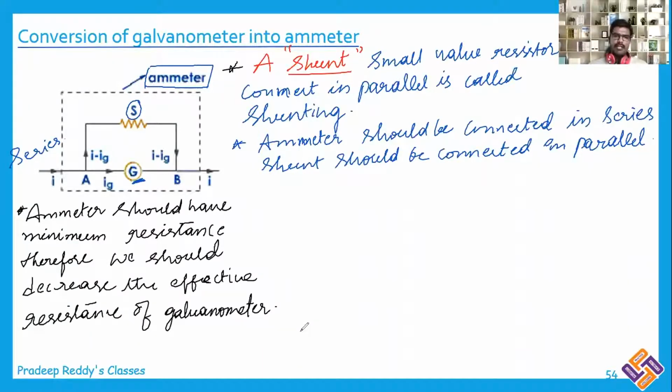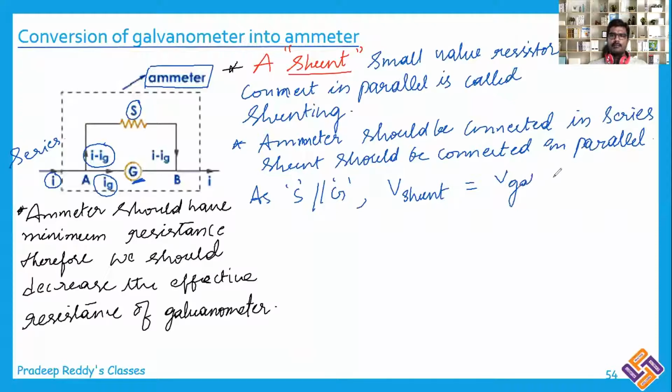Now, if you use Kirchhoff's laws, there is some current passing through this circuit. That current I name as I. And when current I comes over here, some part of the current goes to the galvanometer, that I am considering as Ig. And some part of the current goes through this shunt resistor. Voltage between A and B will be the same because shunt and galvanometer are connected in parallel. So as S is in parallel with G, the voltage across the shunt should be equal to the voltage across the galvanometer.